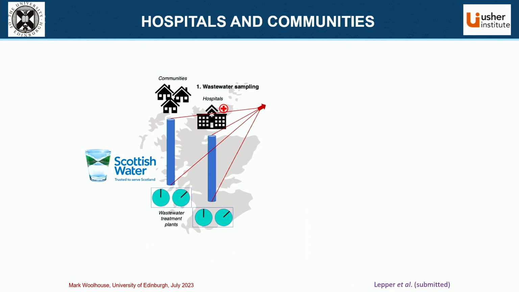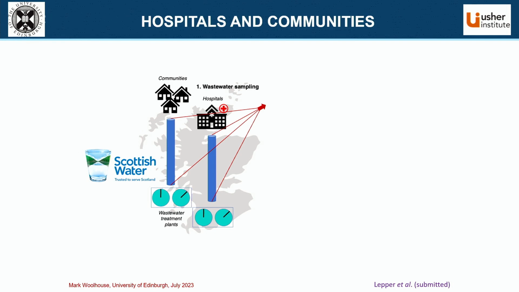This is back to Hannah Lepper's work. And Hannah had a wonderful sampling design. She chose 5 wastewater systems with hospitals in the wastewater system and 5 without, and compared what was coming out of the hospitals, what was coming out of the communities, and what was going into the wastewater treatment plants in that design. This was work done with our colleagues at Scottish Water, which is a new collaborator for us, but they were very pleasant to work with.